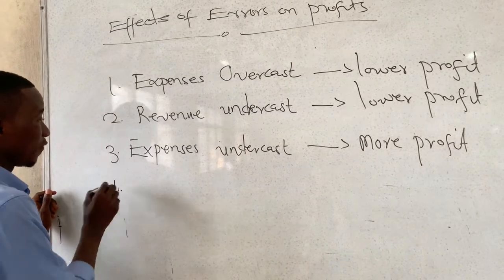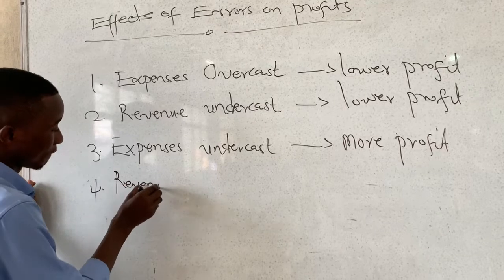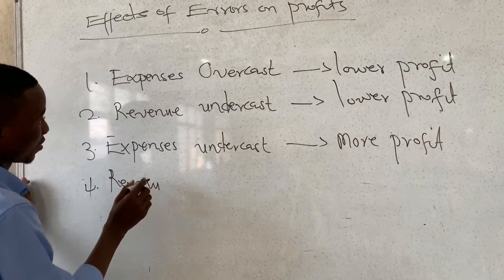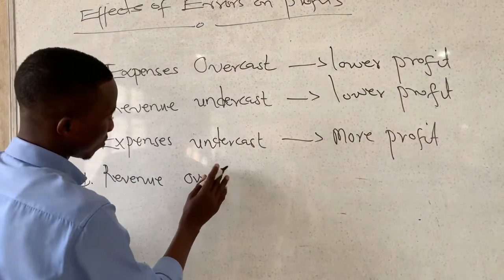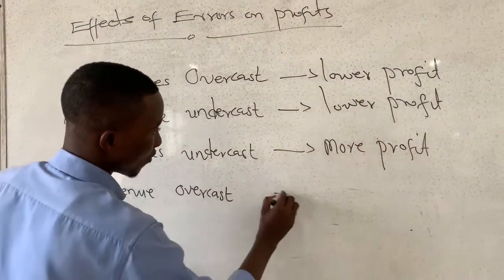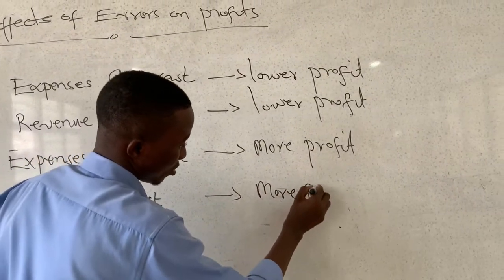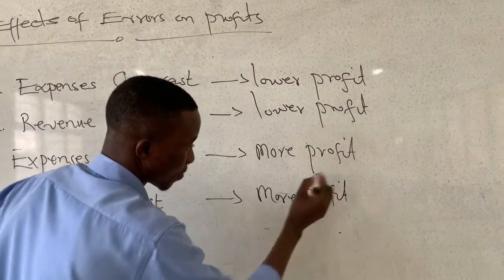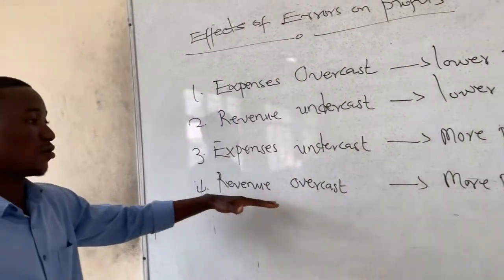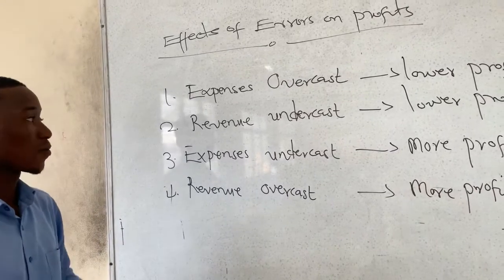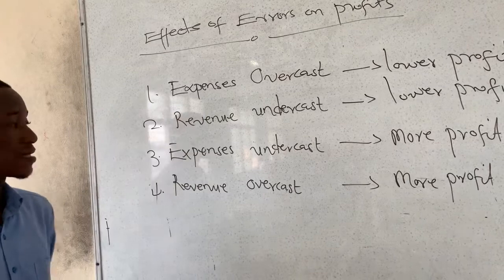Okay, let's say 4. Let's talk about revenue. That is revenue overcast. Revenue overcast will still lead to more profit than you're supposed to get. Okay, so when you overstate your revenue, you get more profit you're supposed to get. This 4 item is the summary of the statement of adjusted net profit.